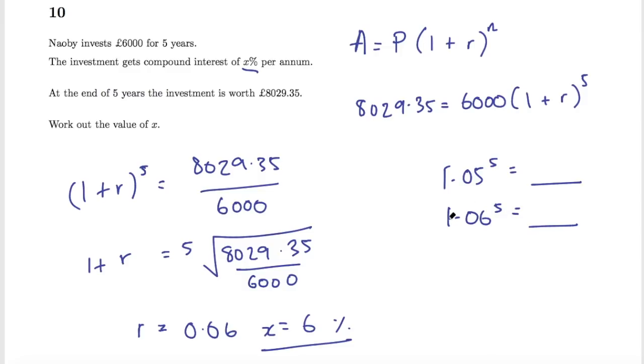And also, if you did it this way, you get to 1.06 to the power of 5. You get that multiplier, multiply 6,000 by that number, and it comes out to 8,029.35 something. It's not perfectly exact, but if you round it off, you get that. So you'd get the same answer if you did it this way as well.